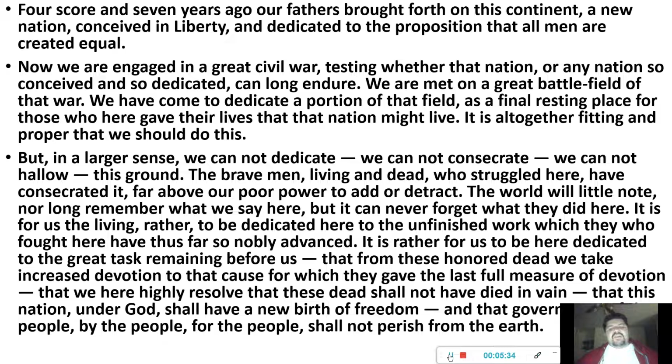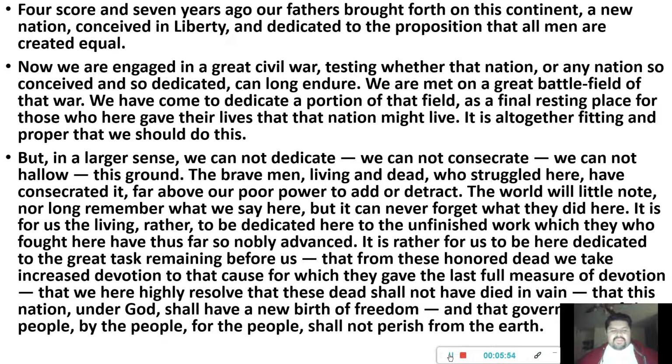It is rather for us to be here dedicated to the great task remaining before us, that from these honored dead we take increased devotion to that cause for which they gave the last full measure of devotion.